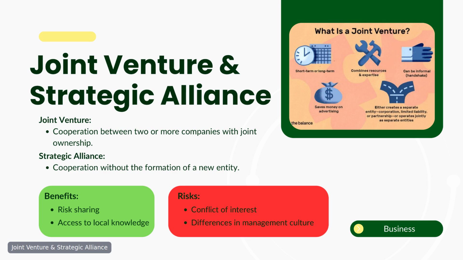Next, we discuss joint venture and strategic alliance. First, joint venture. This is a cooperation between two or more companies with joint ownership. For example, a foreign company partnering with a local company to establish a new business entity. Second, strategic alliance. This is cooperation without forming a new entity. Companies collaborate but remain independent.